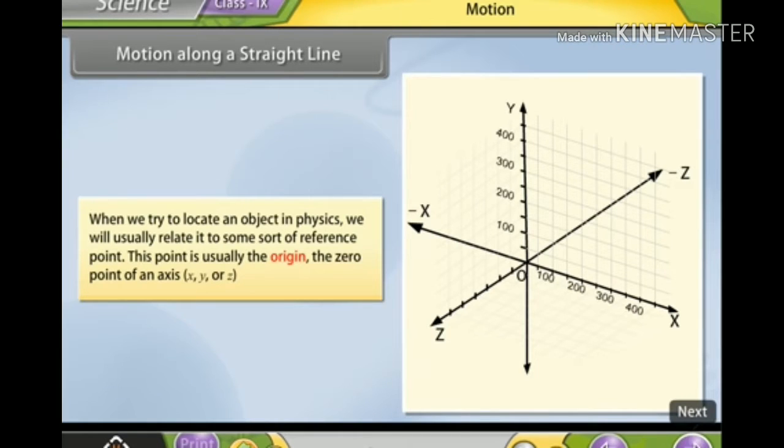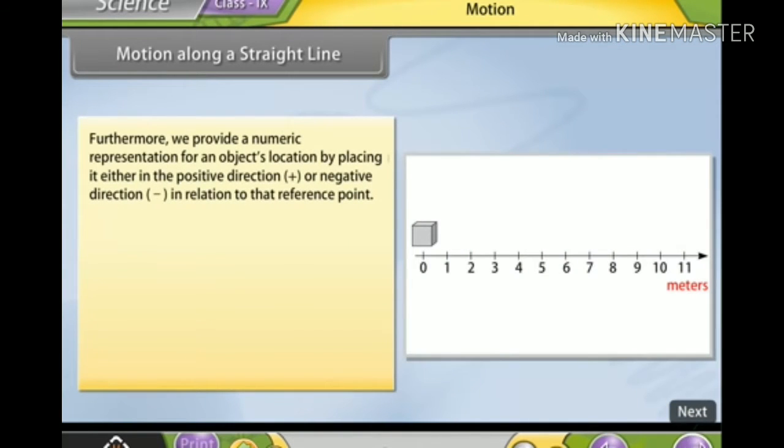point. This point is usually the origin, the 0 point of an axis, x, y, or z. Furthermore, we provide a numeric representation for an object's location by placing it either in the positive direction or negative direction in relation to that reference point.